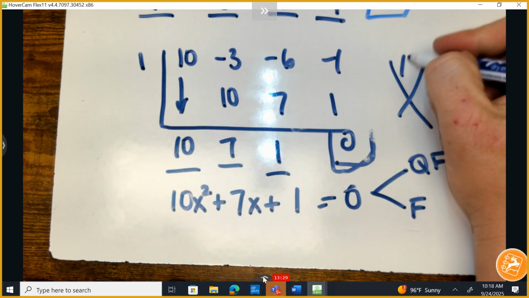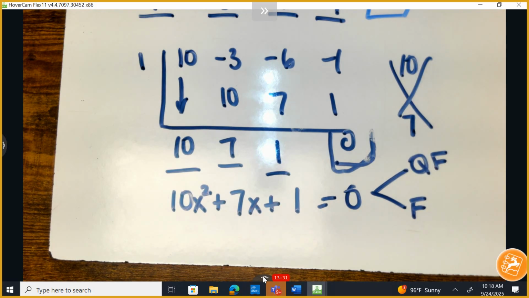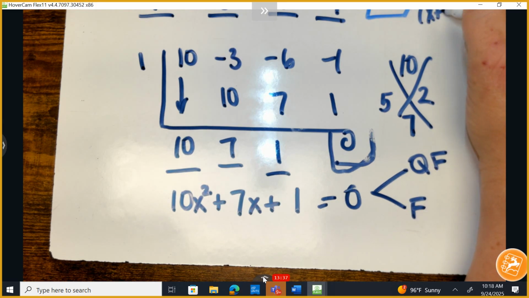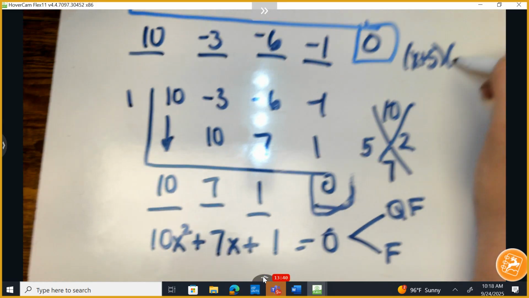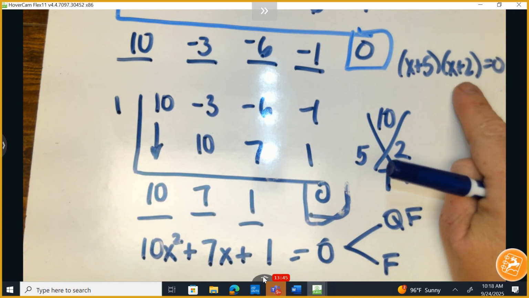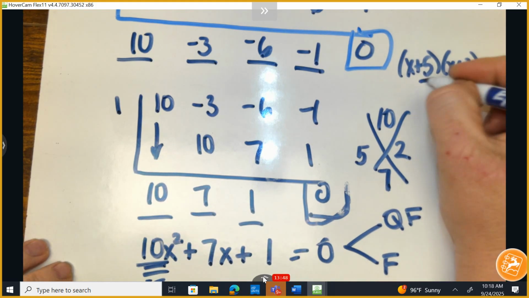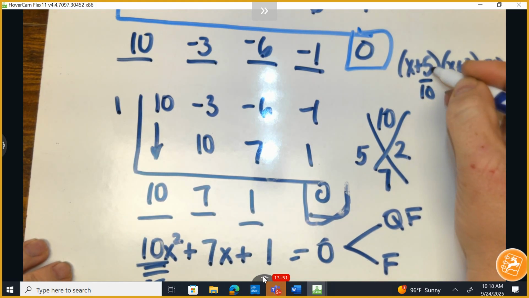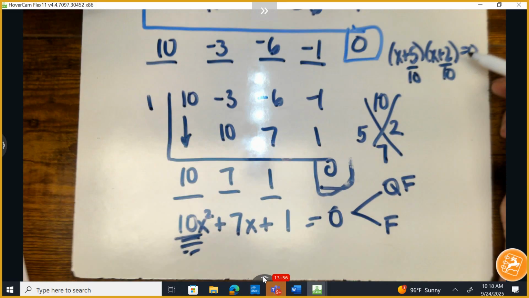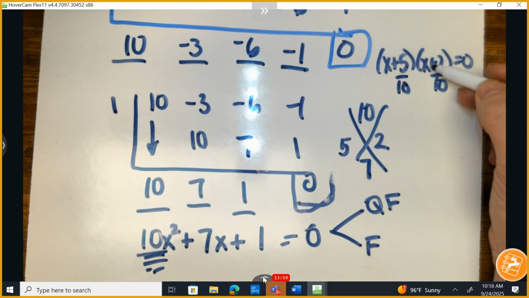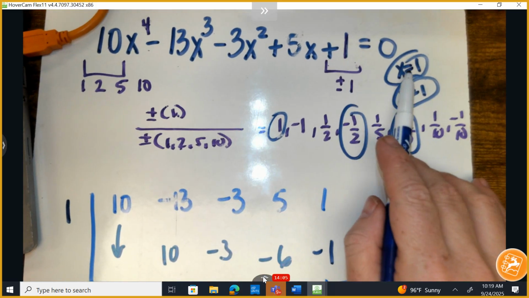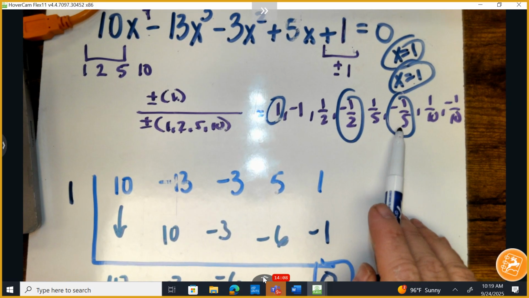1 times 10 is 10. So I'm asking myself, do I know 2 values that multiply to give me 10 and combine to give me 7? 5 and 2. So x plus 5 and x plus 2. Moving this down so everybody can see. We can't stop there. The answer is not negative 5 and negative 2 because remember, I have to put a 10 underneath. So when I reduce this, I end up with 1/2. Well, opposite of positive 1/2 is negative 1/2. When this reduces, we have 1/5. Opposite of positive 1/5 is negative 1/5. So I have 4 solutions, 1, 1, negative 1/2, and negative 1/5.